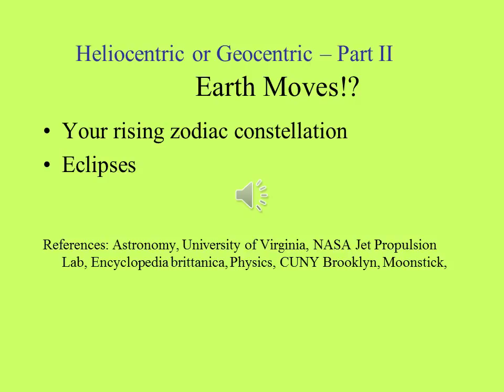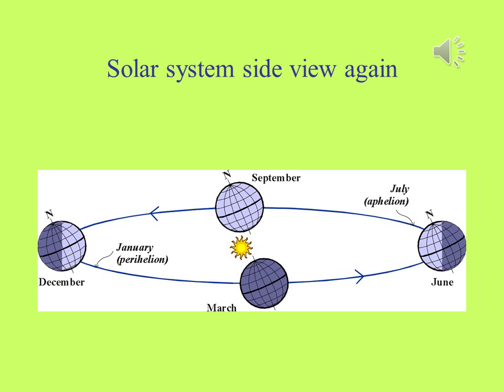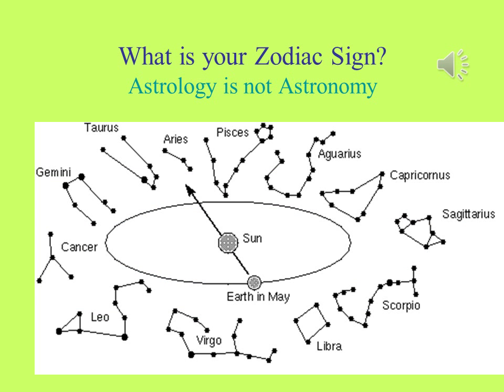In today's lecture, we will explore a few more observations that seem simpler with the heliocentric model. Let us begin with the seasons. Again, only notice this orbit now and go to the next slide. Here it is again, the Earth's orbit around the Sun.